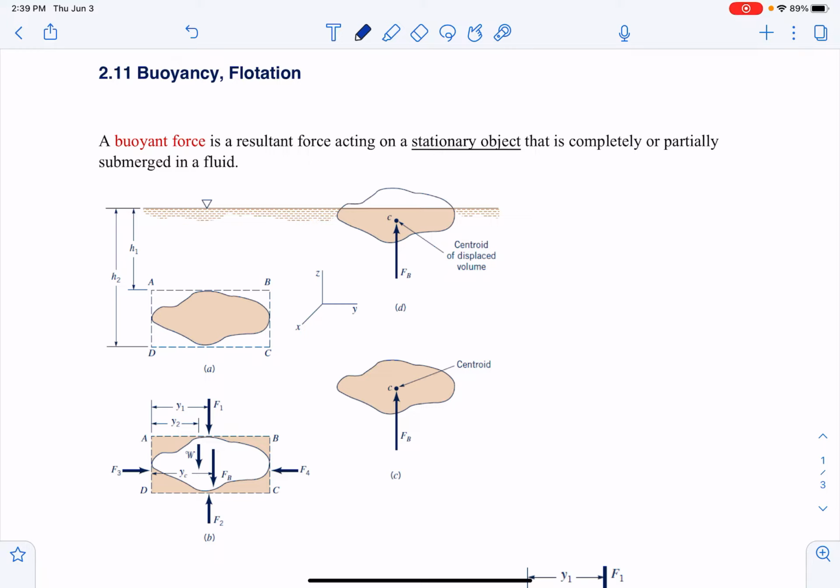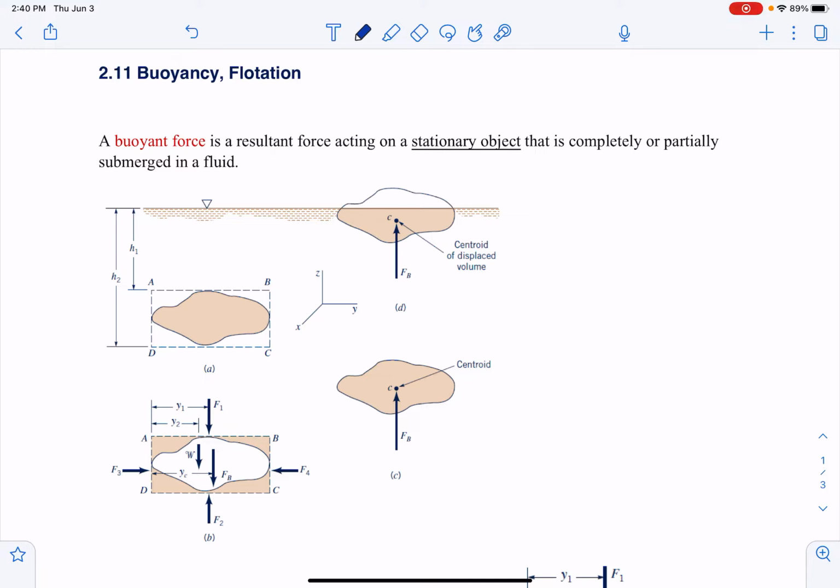When a stationary body is completely or partially submerged in a fluid, the resultant fluid force acting on the body is called the buoyant force. The buoyant force means the force trying to push an object out of a fluid.